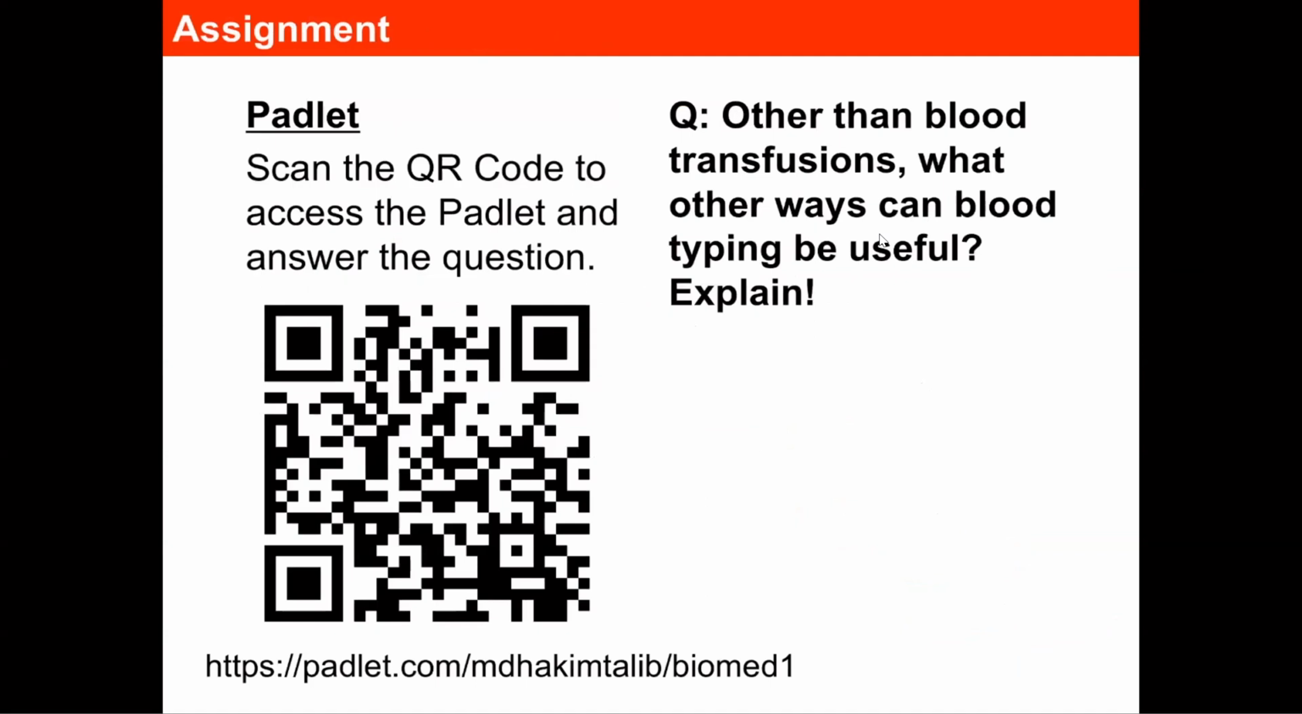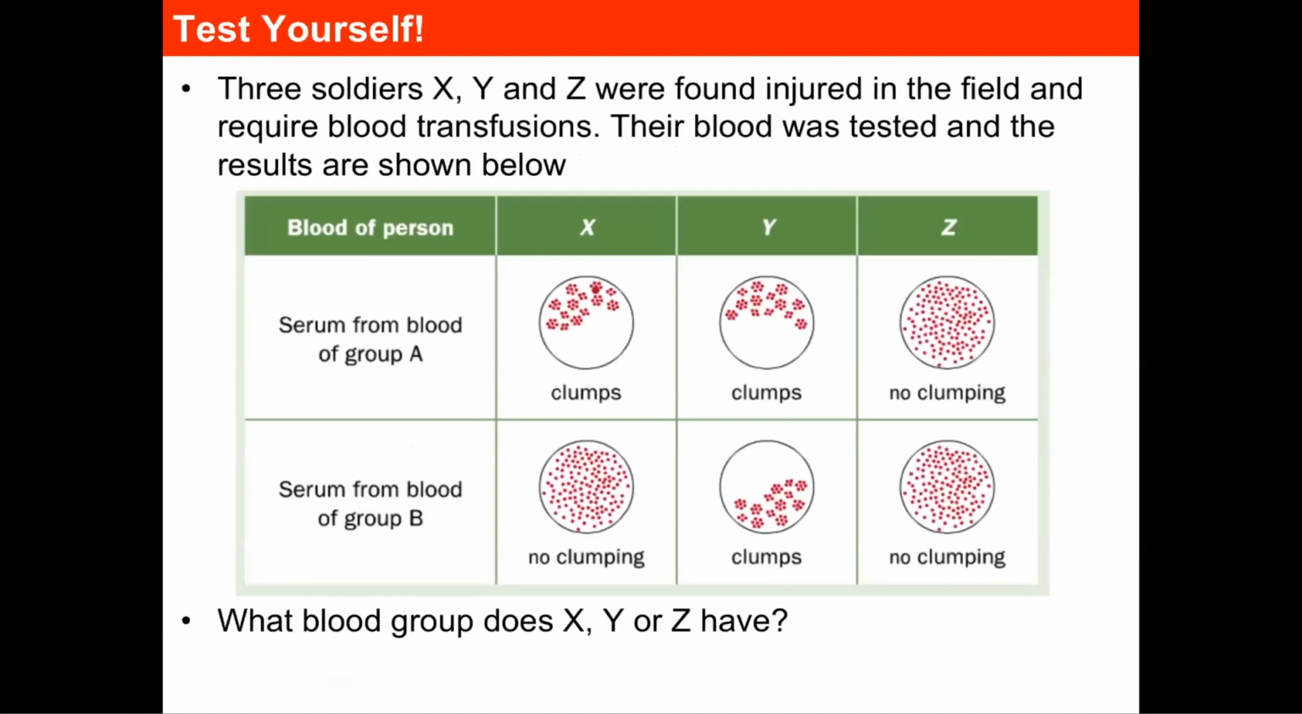So this is the first part of your assignment: you go and scan this QR code to access the Padlet and answer the question. So what is the question? Other than blood transfusions, what other ways do you think blood typing can be useful, whether in biomedical sciences or in our daily lives? How do you think blood group typing can be very useful? You can scan the QR code here and input your answer into the Padlet, or you can access the link as provided here.